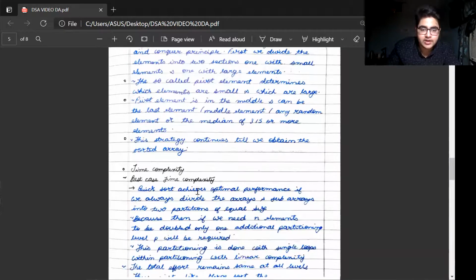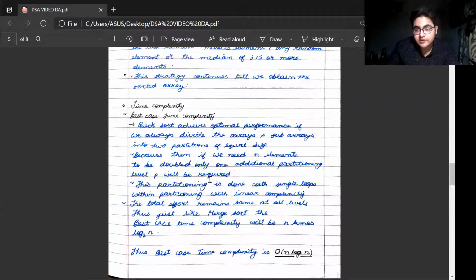Now, to understand the time complexity of quicksort, first of all we study the best case complexity. The quicksort achieves optimal performance if we always divide the arrays and subarrays into two partitions of equal size, because if we need n elements to be doubled, only one additional partitioning level will be required. That is, the best case scenario in quicksort is when we can divide the array into partitions of equal size. That is what we are having in this case.